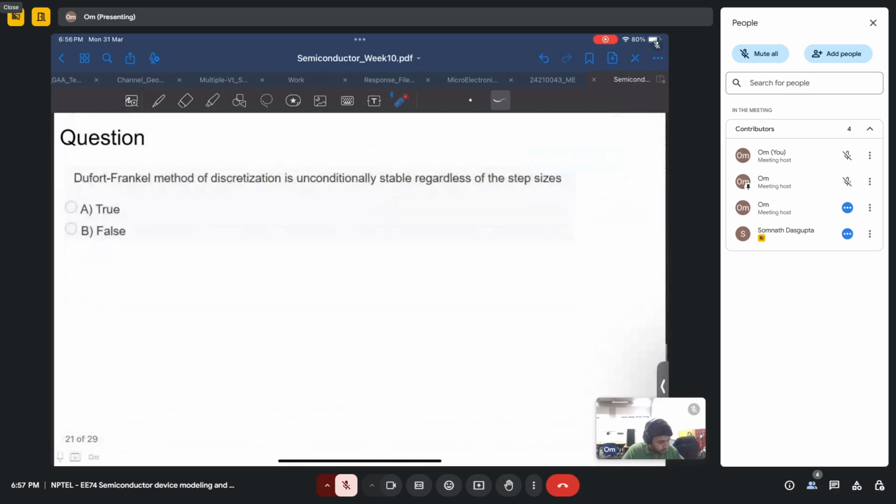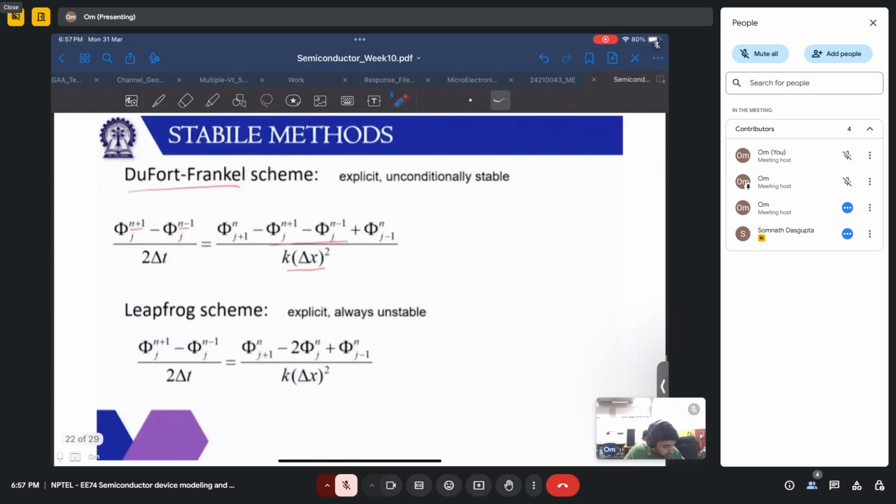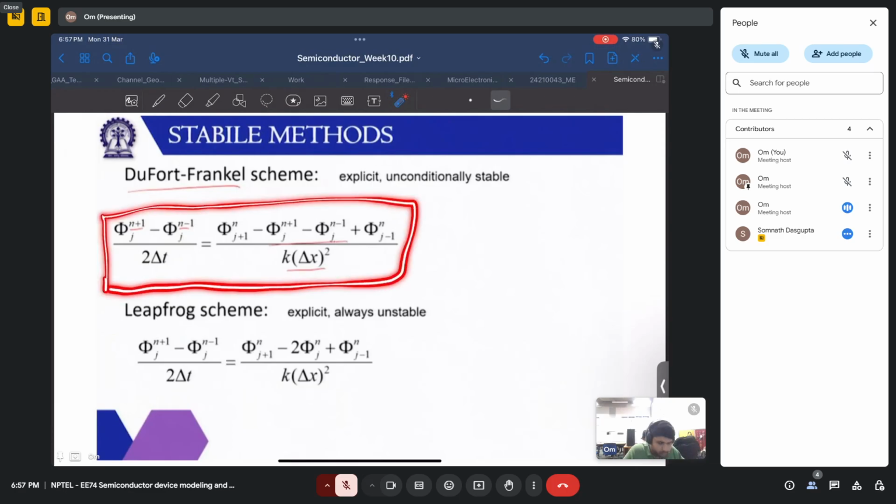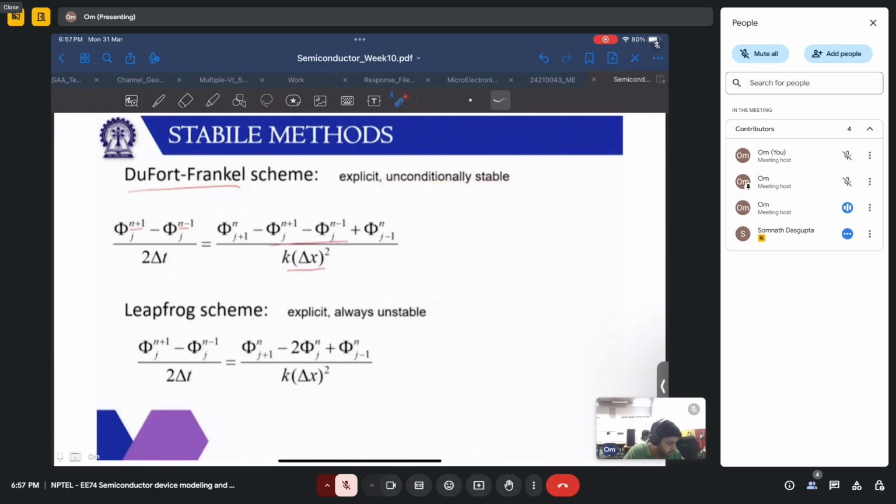Okay. The next method is another model, the Dufort-Frankel method of discretization. It is unconditionally stable regardless of the step sizes. So there's the Dufort-Frankel scheme. It is unconditionally stable no matter what the step size is, so it is always stable. It is an explicit method.